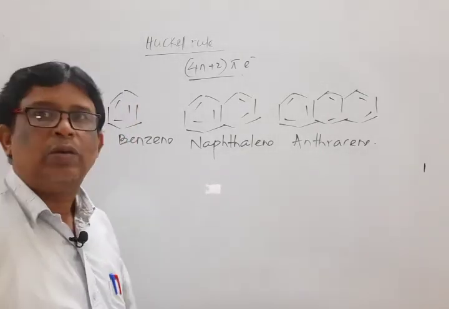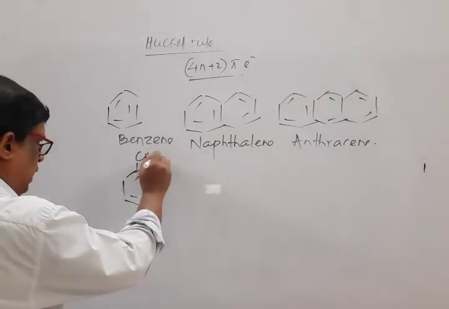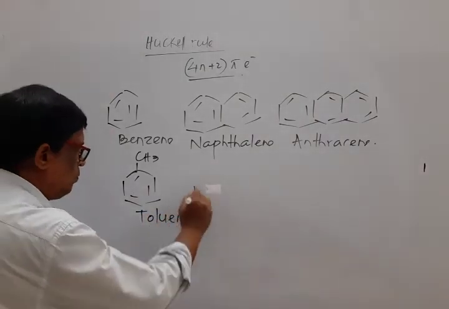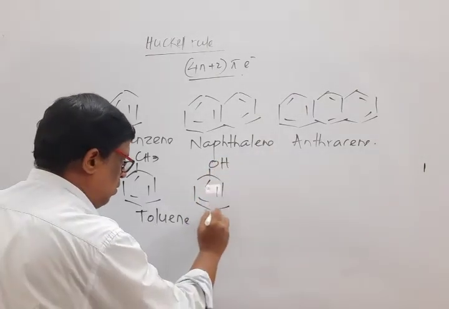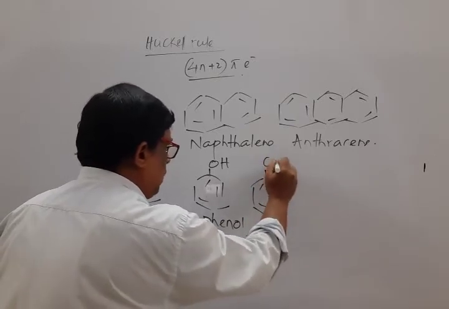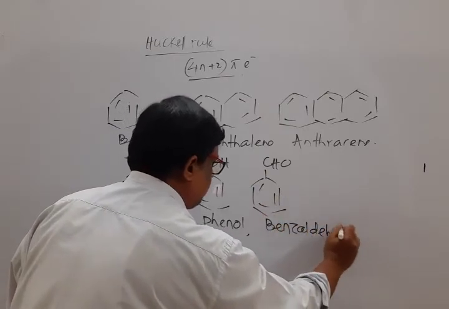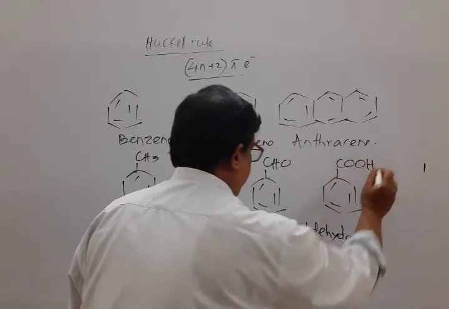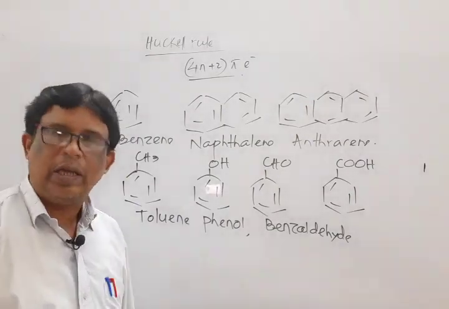And if we go through its homologues, mark that this is known as methyl benzene or toluene. This is known as phenol. This is known as benzaldehyde. This is known as benzoic acid. These are known as benzene-substituted aromatic compounds.